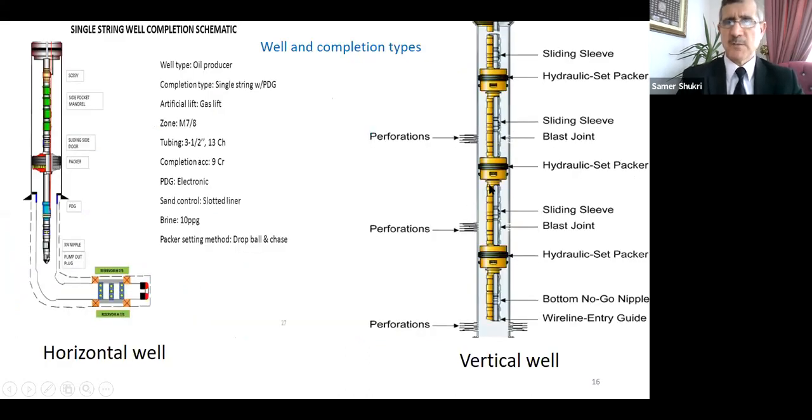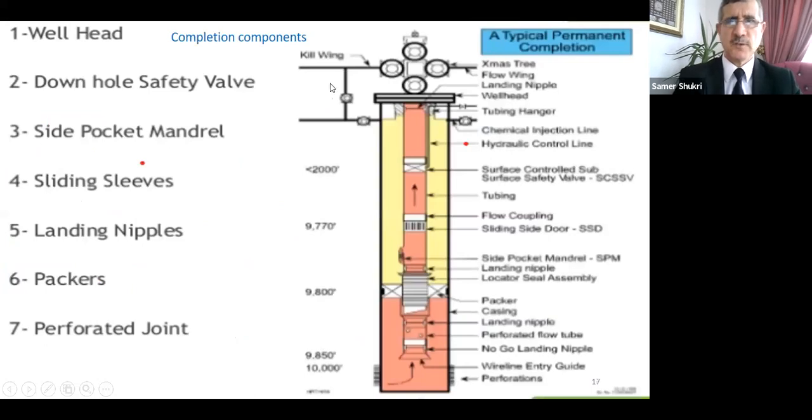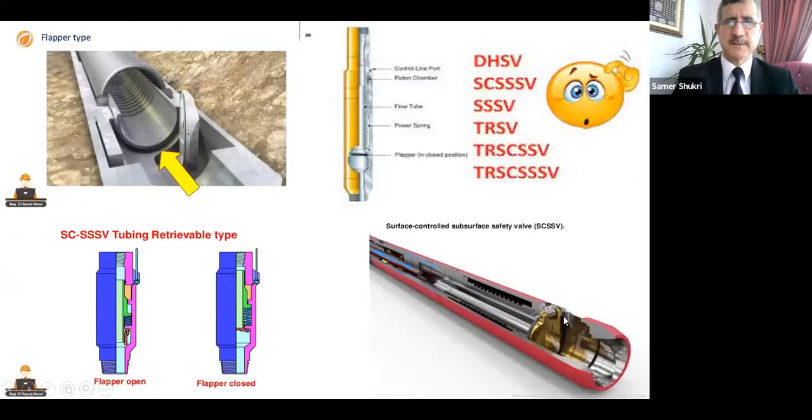We have two types of wells. Also, we can have an idea about the completion: vertical well and horizontal well. Here also are the completion components, from the Christmas tree at the top to the formation. We have them one by one. Here also the subsurface safety valve is very important to secure the well in case of an emergency. So we have these types of safety valve mechanism.